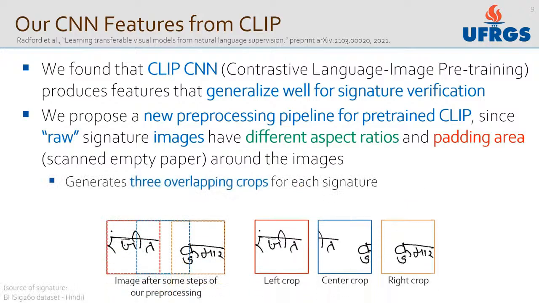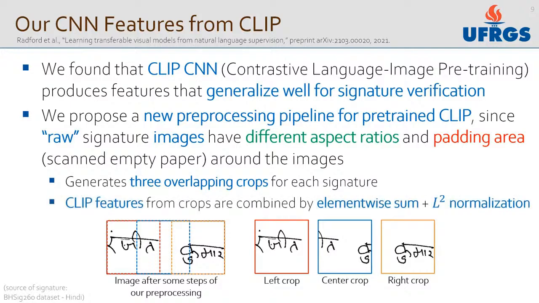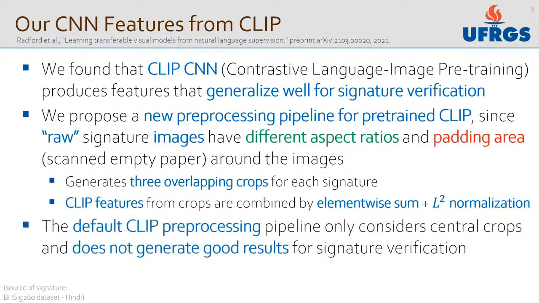We generate 3 overlapping crops for each signature, and feature vectors from each crop are combined into a single feature vector using an element-wise vector sum followed by L2 normalization. Note that the default pre-processing pipeline only considers central crops and does not generate good results for signature verification.